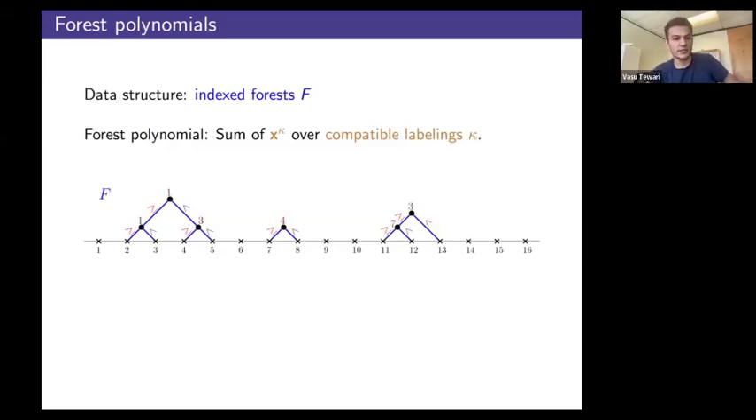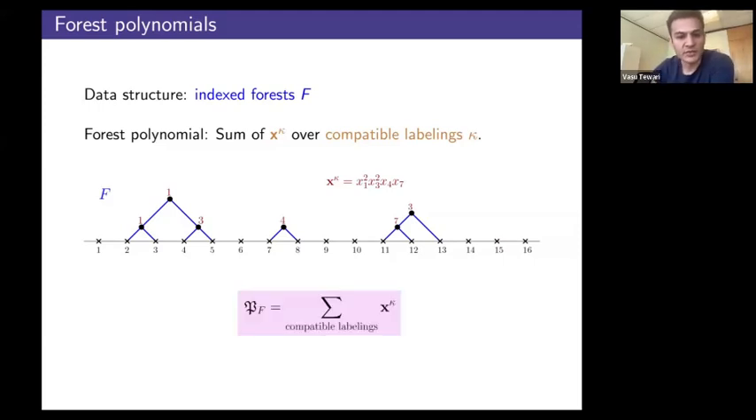Okay. So here's a labeling. Hopefully you can see it. This respects the flag condition. And okay, so this is what you do. You count the number of ones, you count the number of twos, and so on, and you put them together in a monomial. In this case, you get x1 squared, x3 squared, x4, x7, and no surprises next. I'm going to consider the sum of monomials over all such labelings. Okay, so that's the definition of a forest polynomial.